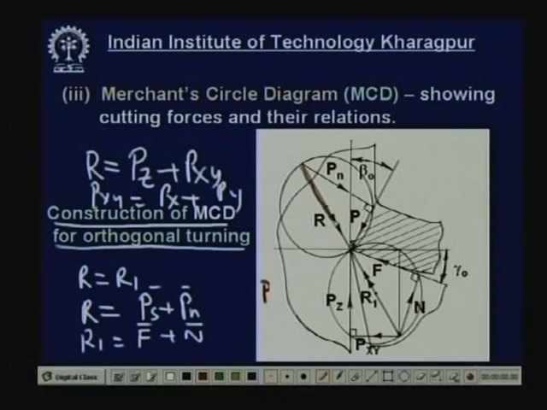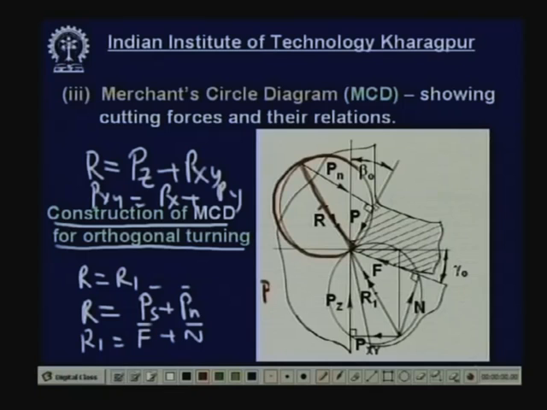Now, if we clean it, what is the Merchant circle diagram? It is a Merchant circle. Scientist Merchant drew a circle and produced a diagram for analysis of mechanics of machining. Now, here you take this R as a diameter and draw a circle.